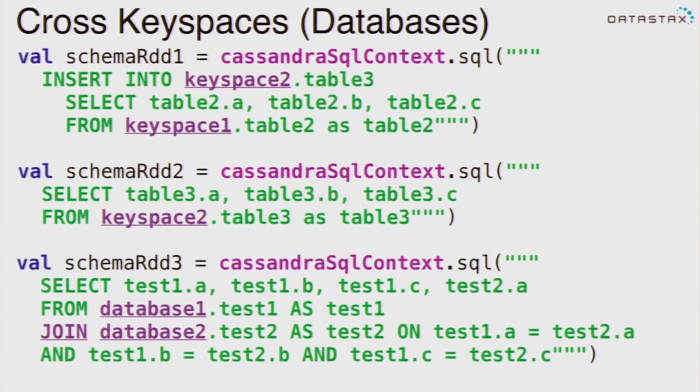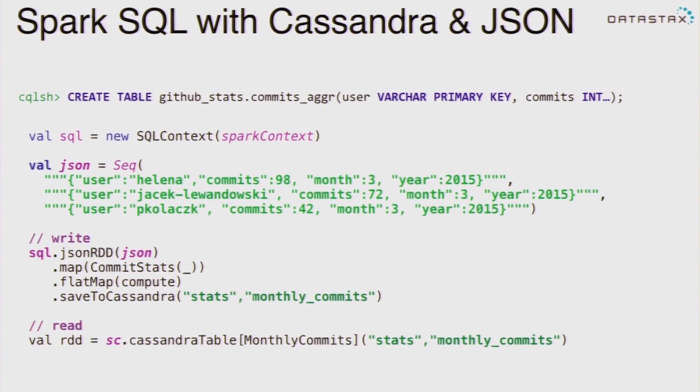You can cross keyspaces, you can cross databases, and here's an example of Spark SQL with JSON and Cassandra. Here you create your SQL context in Spark. Wherever my JSON data is coming from, I pass it into the Spark JSON RDD, do my computations and save that data to Cassandra. Later on in your application, you can also read that back in, populating whatever type that you want to.